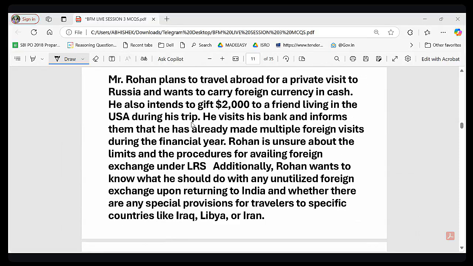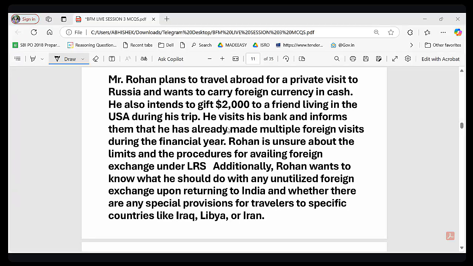Is it $2,50,000 or $50,000 or $5 lakh? Yes, Sudhanshu, very good. It is $2,50,000. Great. The correct answer is $2,50,000 per financial year. Now let's look at the Rohan case more closely and solve this question together.